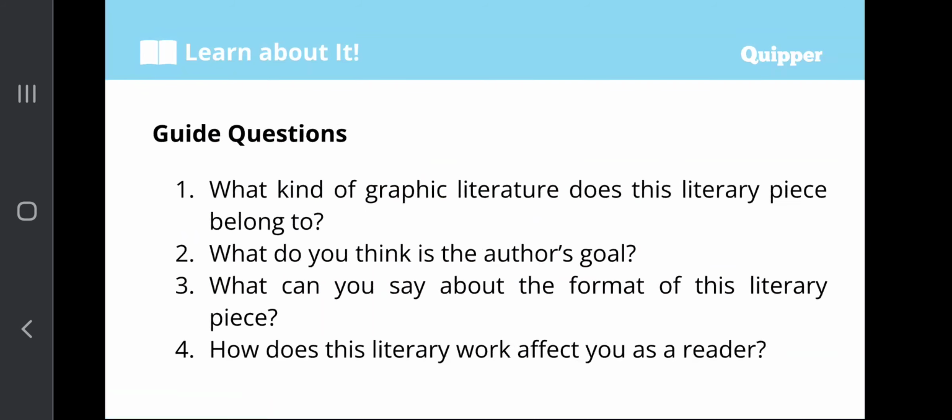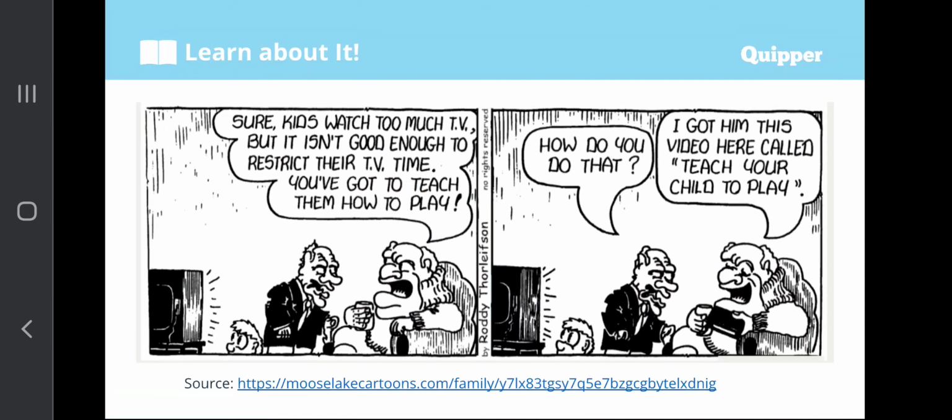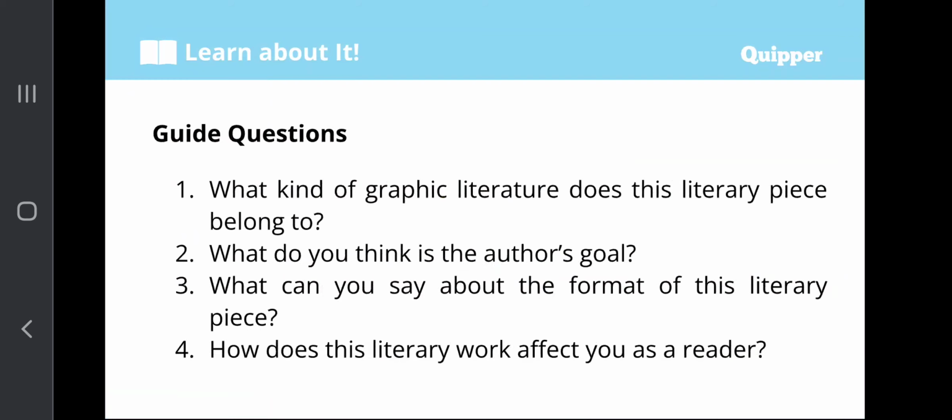Now, I want you to answer these guide questions after you view these particular comic strips. Answer these guide questions and try to understand the concept of graphic literature better. Now, this is a very informative discussion, though brief. Make sure to write down questions and key discussions so that we may be able to understand them better as we go along with our discussions.